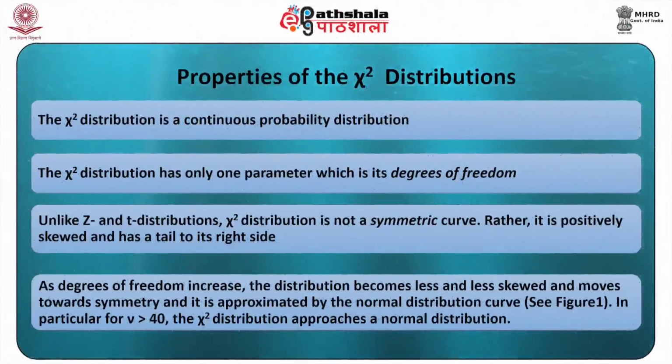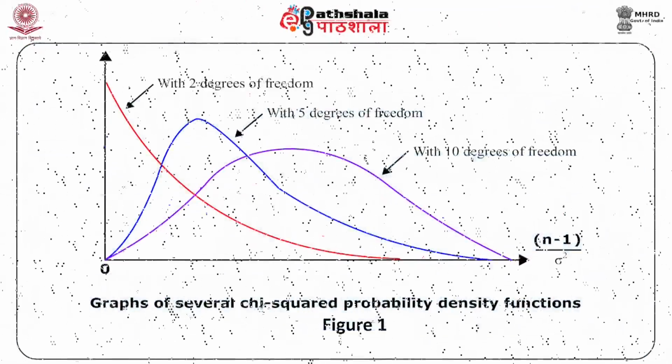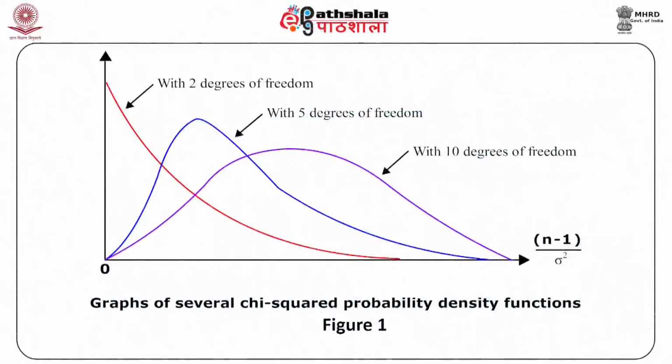Rather, it is a positively skewed curve and has a tail to its right side. As degree of freedom increases, you can see from the diagram below, the distribution becomes less and less skewed and moves towards symmetry and is approximated by the normal distribution curve. In particular, for nu, which is degrees of freedom greater than 40, the chi-square distribution approaches a normal distribution.